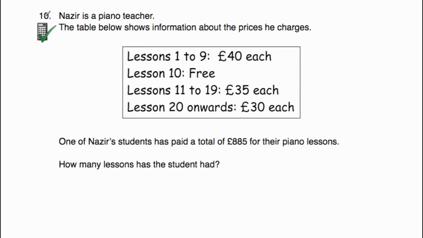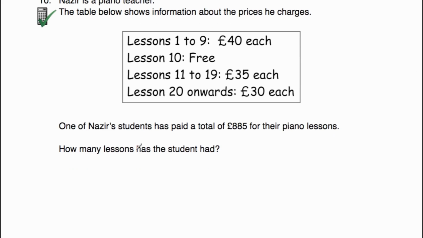Okay, our next question. Question number 10. Nazir is a piano teacher and the table below shows information about the prices he charges. Lessons 1 to 9 are £40 each, lesson 10 is free, lessons 11 to 19 are £35 each, and lessons 20 onwards are £30 each. One of Nazir's students pays a total of £885 for their piano lessons. How many lessons has that student had?